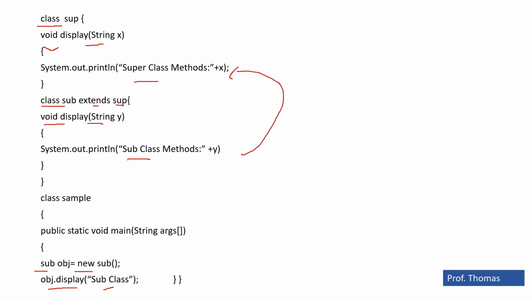The subclass method hides the superclass method. In other words, we can say the subclass method overrides the superclass method. It gives a new meaning to the superclass method. There is no difference in the methods. The superclass method and subclass method have the same method name, number of arguments, and types of arguments.